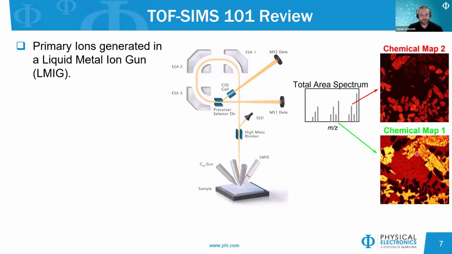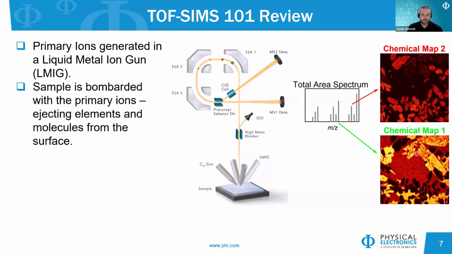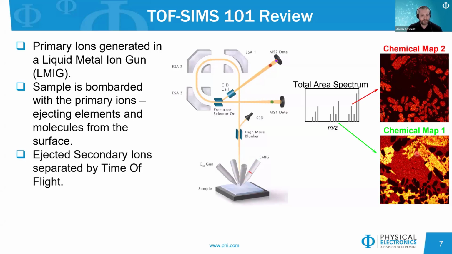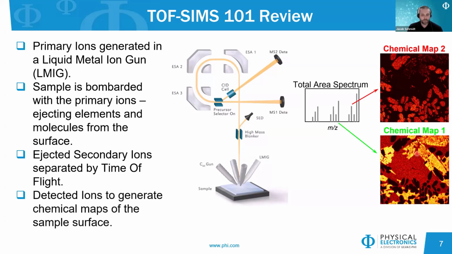So as an overview for the TOF 101 webinar, we learned that primary ions are generated in a liquid metal ion gun, or an LMIG. These primary ions are bombarded onto a sample surface and will eject secondary ions from the surface. These secondary ions can be extracted into the spectrometer and will be separated by their time of flight. We will then detect these secondary ions and can use those to generate chemical maps of the sample surface.